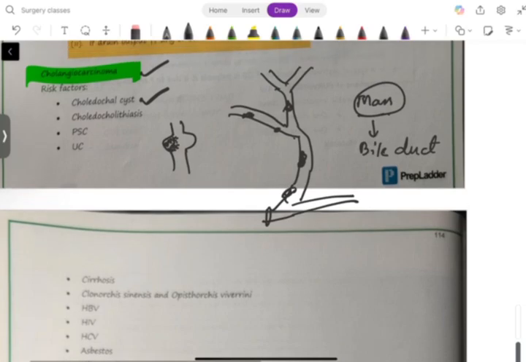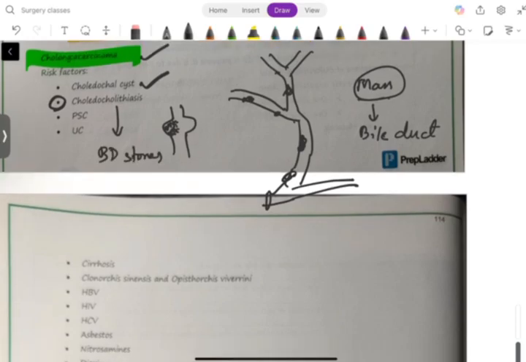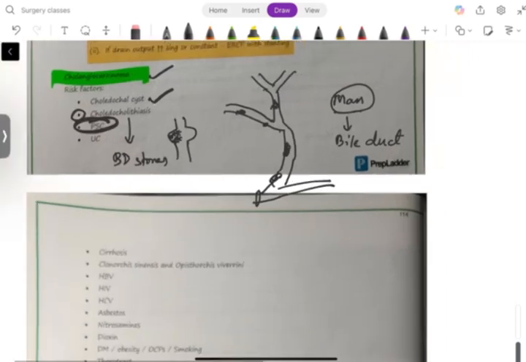cholangiocarcinoma. After that, choledocholithiasis. Choledocholithiasis means bile duct stones. So bile duct stones, whatever is there, that can lead to obstruction and thereby causing inflammation and thereby causing mass, that is cholangiocarcinoma. After that, primary sclerosing cholangitis. We have discussed it just now.